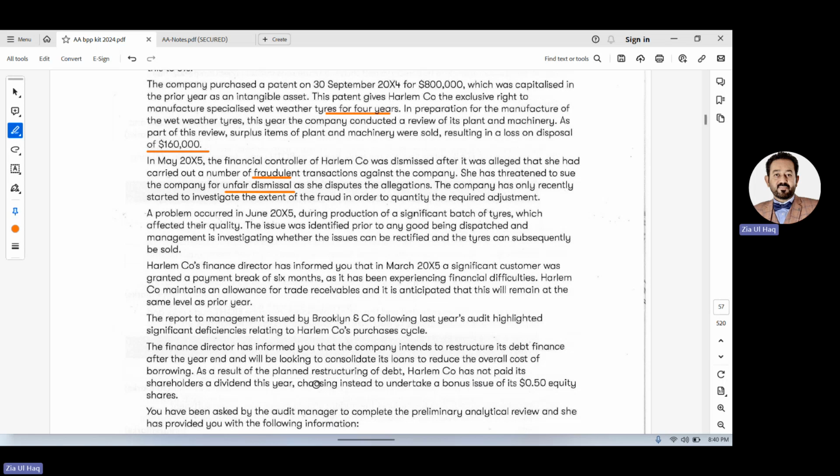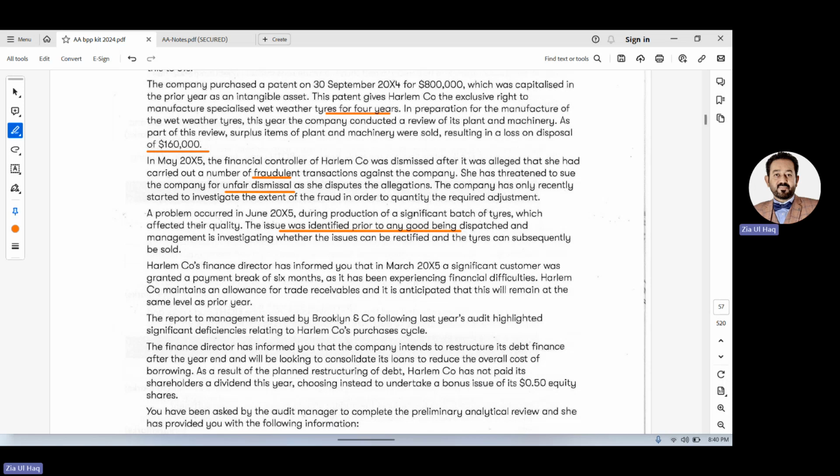So a problem occurred in June 20x5 during production of a significant batch of tires which affected their quality. The issue was identified prior to any goods being dispatched, and management is investigating whether the issue can be rectified and the tires can subsequently be sold. So there is an issue of faulty goods, faulty inventory.